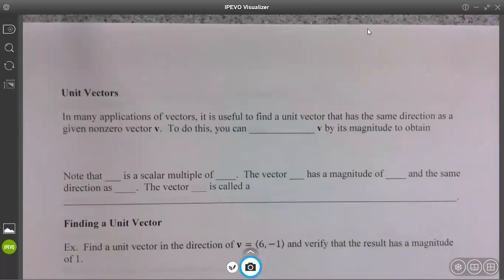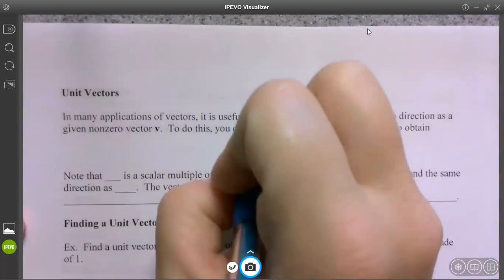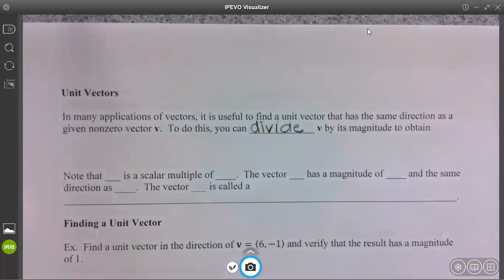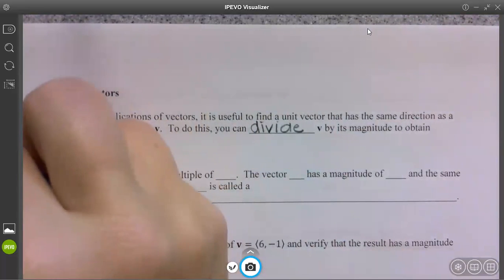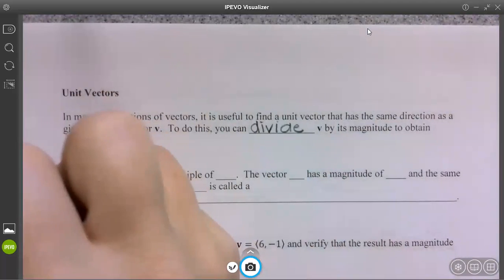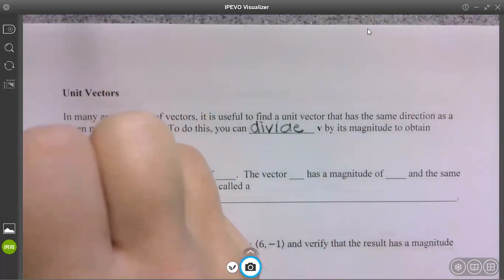In many applications of vectors, it is useful to find a unit vector that has the same direction as a given non-zero vector v. To do this, you can divide v by its magnitude to obtain, we said u was the unit vector.